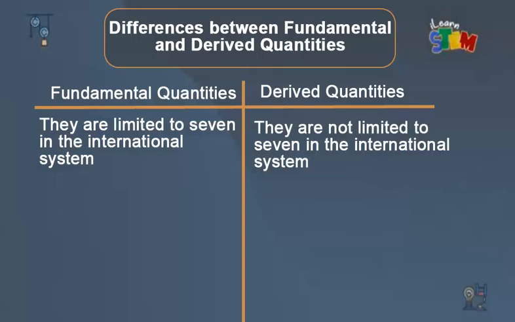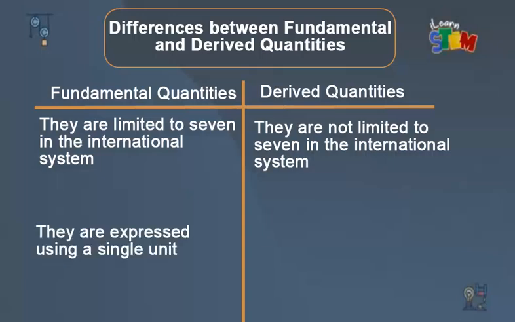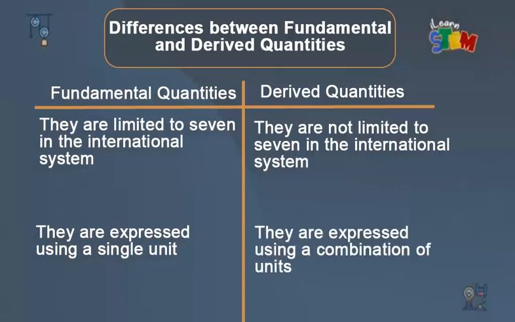Finally, their expression. Fundamental quantities are expressed using a single unit, whereas derived quantities are expressed using a combination of units, often with prefixes such as kilo or milli. Note this: the differences between fundamental and derived quantities are also applicable to that of fundamental and derived units.